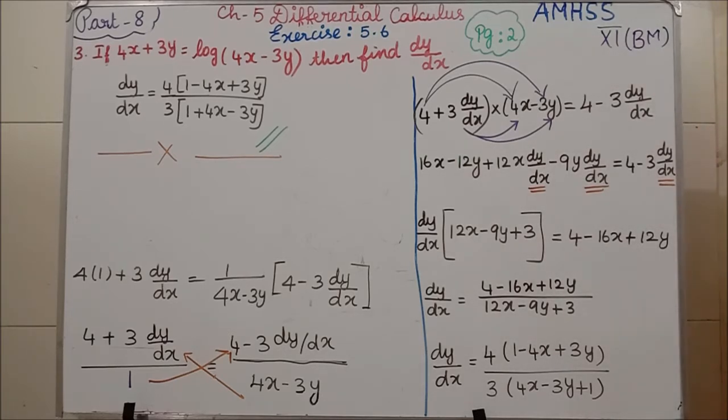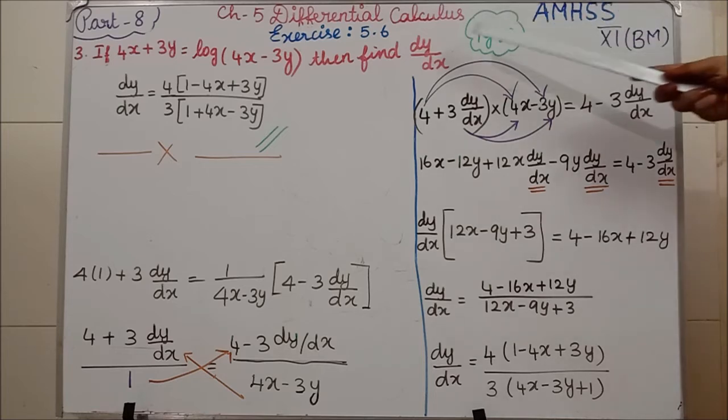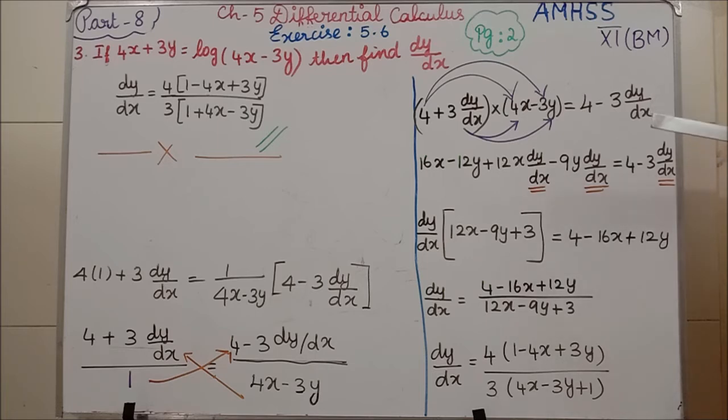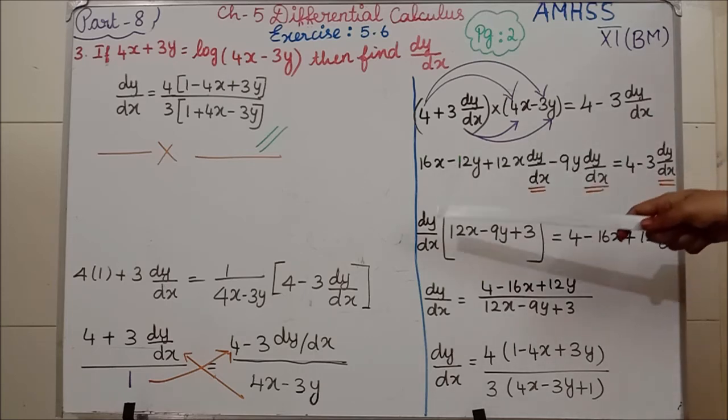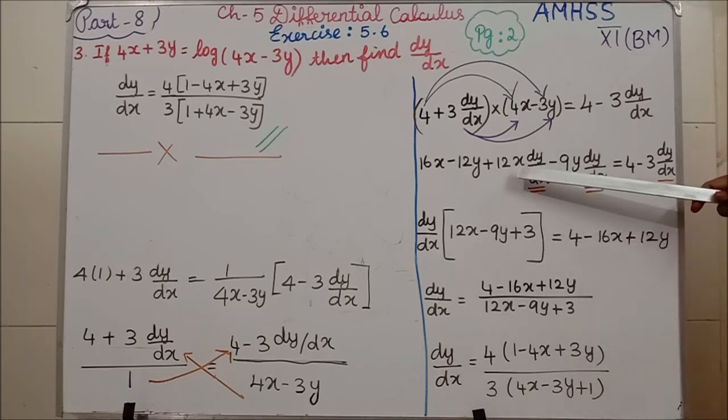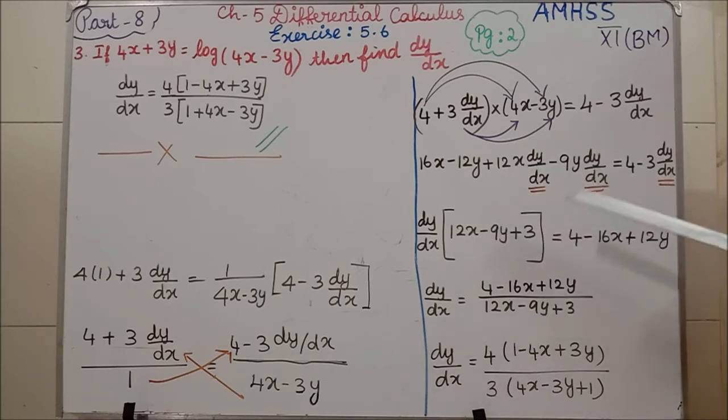Clear? Then what do we need in the question? We need only the dy by dx answer. So wherever you have dy by dx, just underline it, so that we can take dy by dx commonly out. If you take dy by dx commonly out, what is left here? 12x. Here dy by dx went outside. Remaining is minus 9y. Here we have dy by dx, but after the equal sign we have it too.